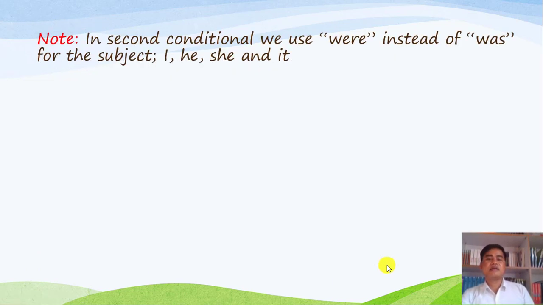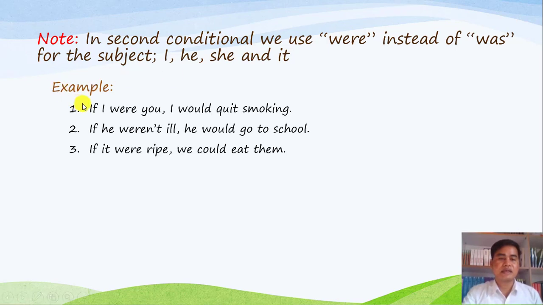Now, look at this note. In second conditional, we use were instead of was for the subjects I, he, she, it. Normally, with the subjects I, he, she, it we use was, verb 2 for past simple. But in second conditional, we use were instead of was. Now look at the example. If I were you, I would quit smoking. Which means that you imagine that if you were somebody else, you would quit smoking.